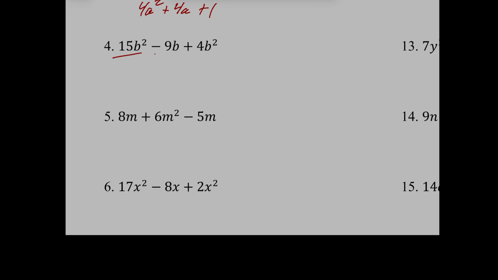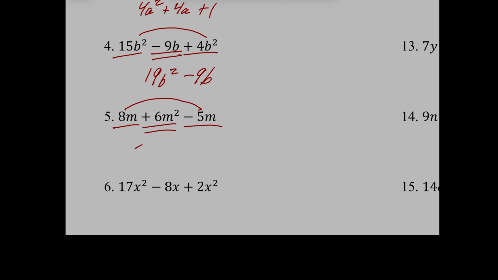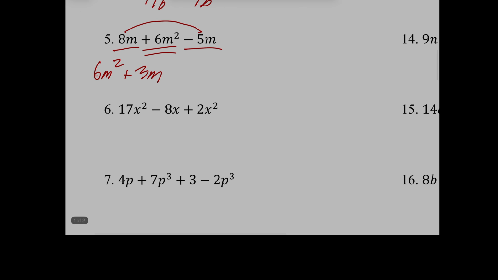Here I have a b squared, I have a b, and I have a b squared. Here are my like terms, which becomes a 19b squared. And then I just copy down the other term. Okay? Number 5, I have an m, I have an m squared, and I have an m. Here are my like terms. 8m minus 5m is 3m. I want to write the squared first, so I'm going to write 6m squared as a positive 3m, so I write a plus in between.